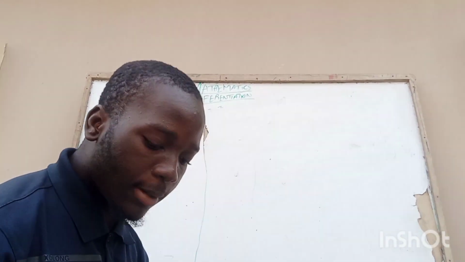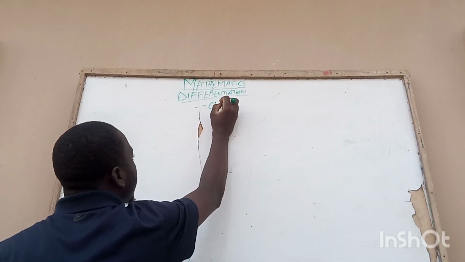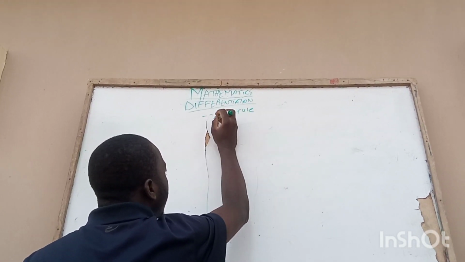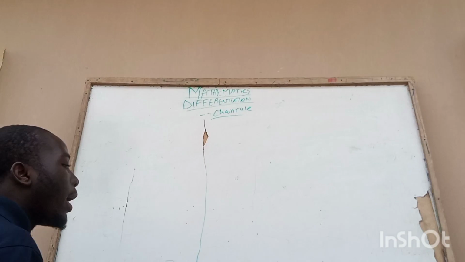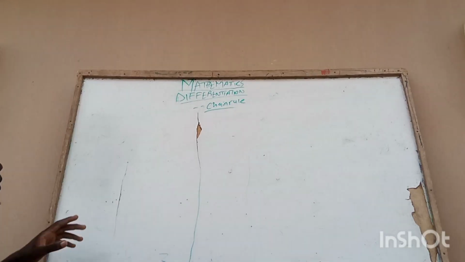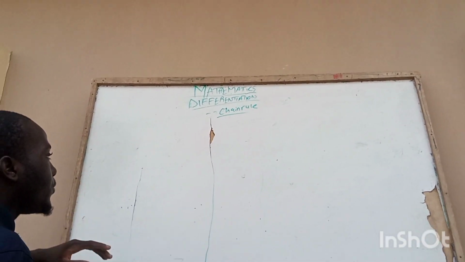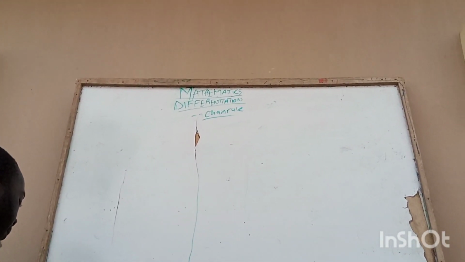Let's move to more complex questions. Now there is a rule known as the chain rule. This is when we have our differential equation raised to powers like 5, 6, 4 or higher.